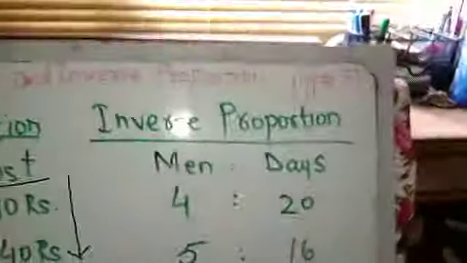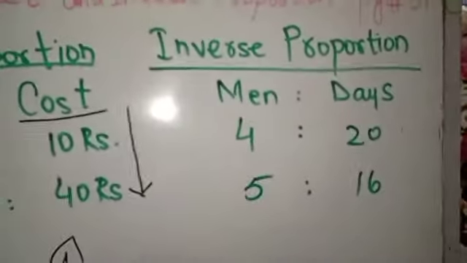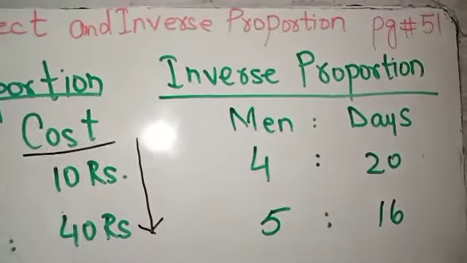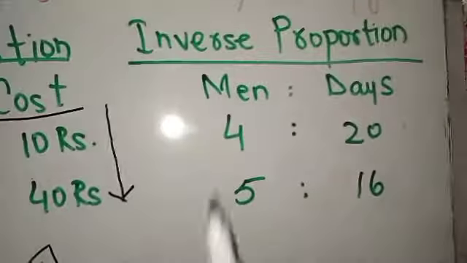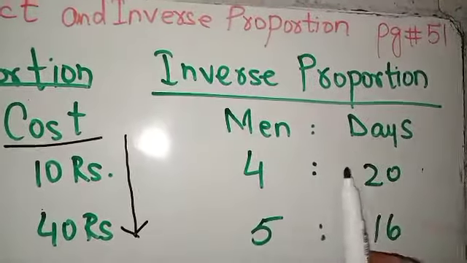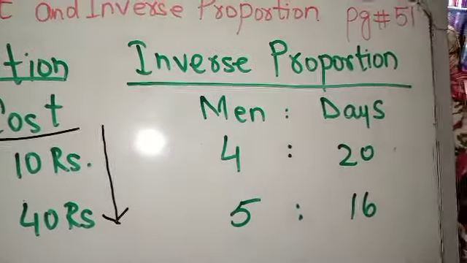Now let's look at inverse proportion. Inverse proportion is definitely the opposite of direct proportion. How is it opposite? In direct proportion, both things increase simultaneously, but in inverse proportion, one thing increasing will cause another thing to decrease. That is known as inverse proportion.